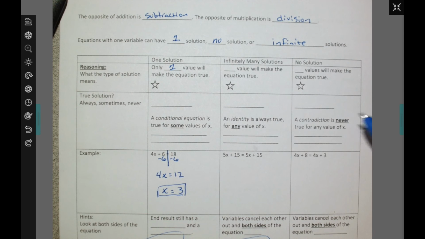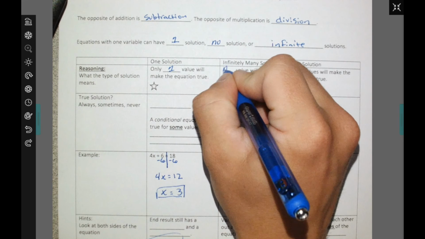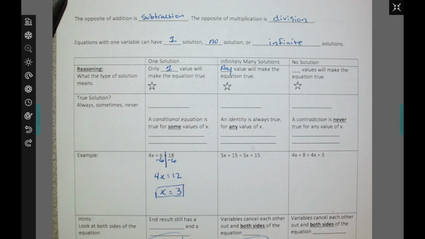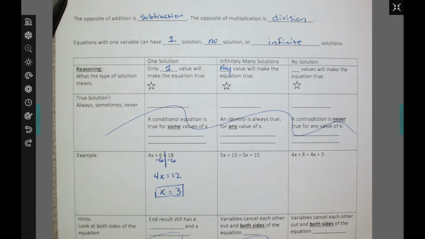Okay, for the middle one, we're looking at infinitely many solutions. So with this, we can plug in any value for the letter. Any value for x, any value for whatever letter it may be, and we will always get a true statement.